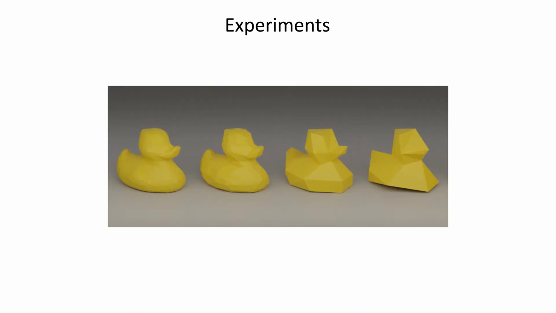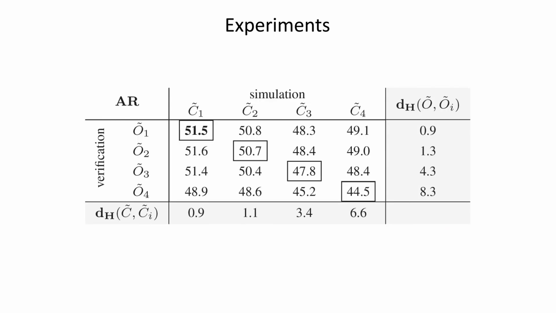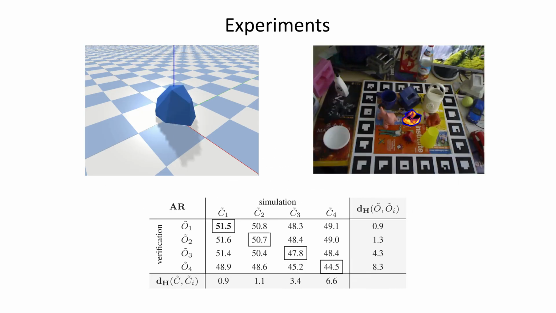In addition, we evaluate the impact of mesh quality on accuracy. An example of 4 evaluated approximations is shown. The results show that our approach is able to perform well even with highly decimated meshes. The simulation produces similar pose estimates, and the verification is still able to fit approximate meshes to the observation.